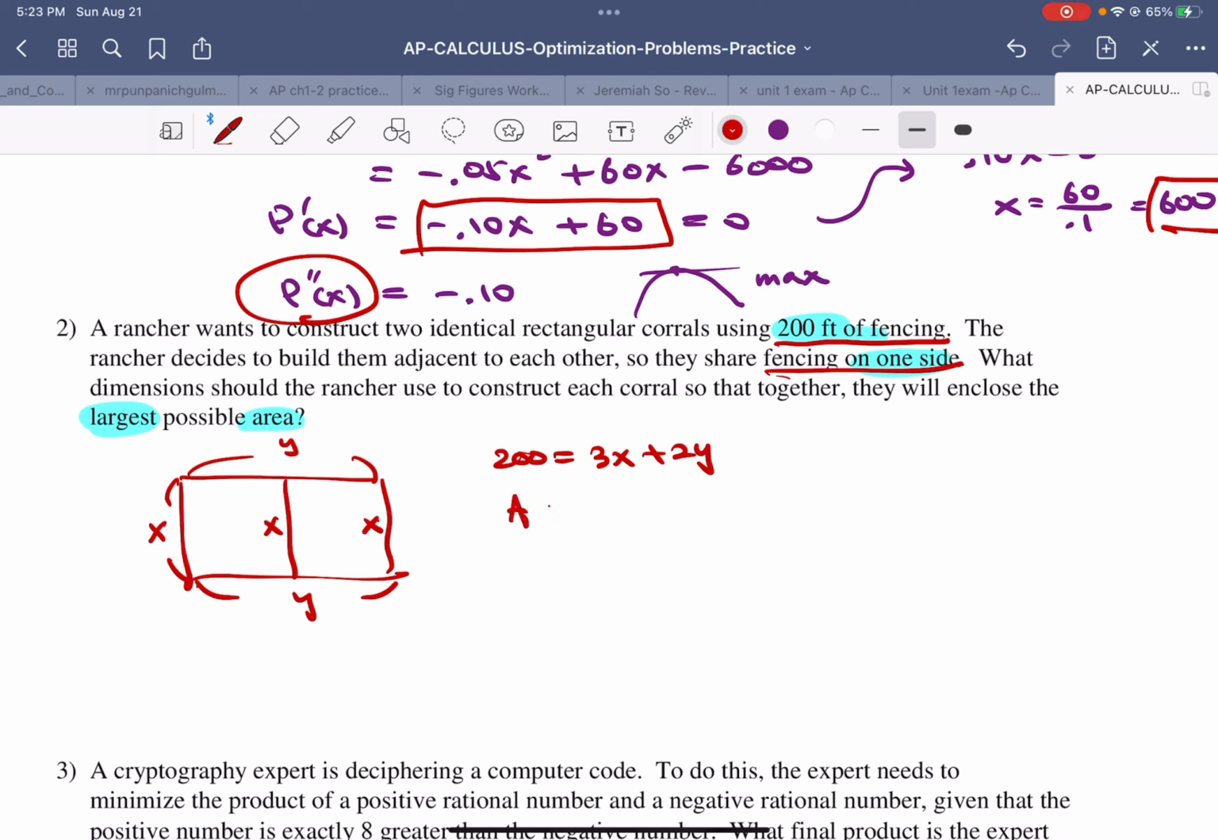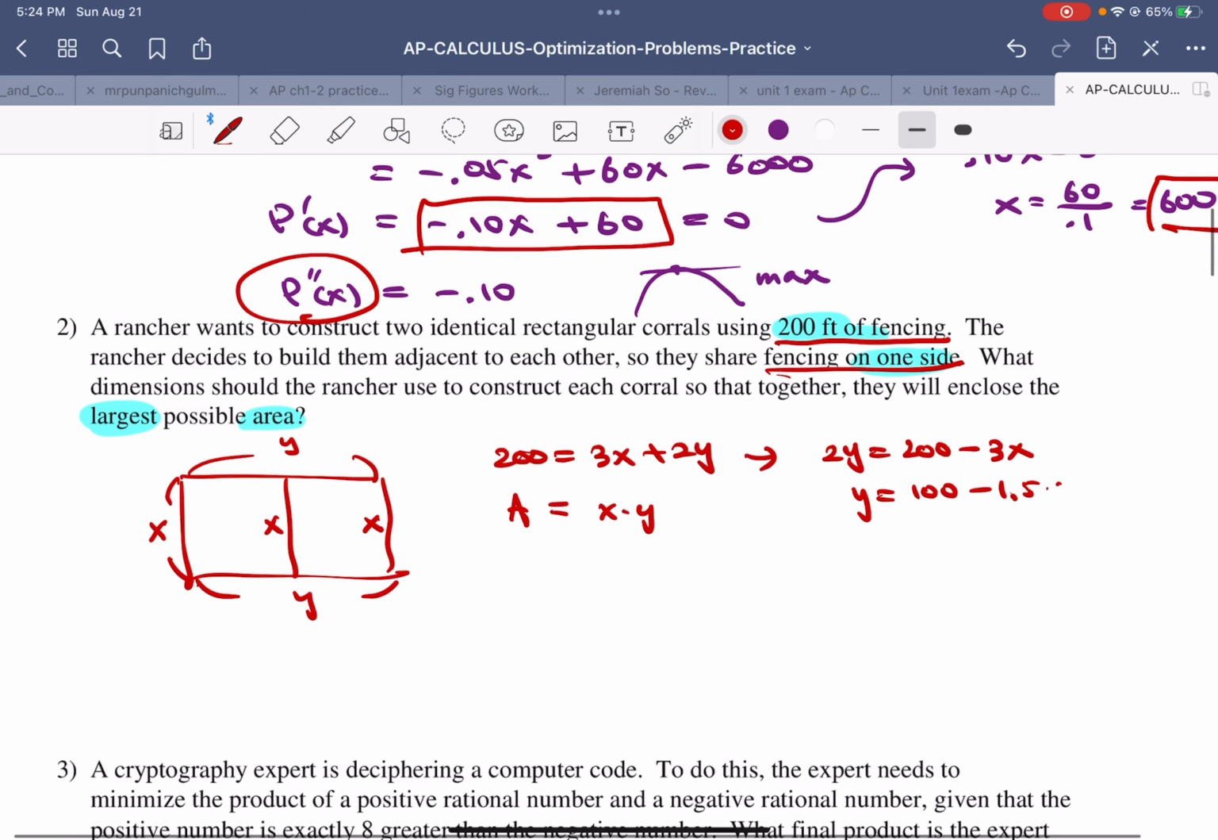Now area is length times width. So this length times width is the area of this whole thing, right? So then x times y. So you need to isolate one of the variables from here, and then you can substitute. So let's isolate y. So 2y equals 200 minus 3x. And when you divide by 2, y equals 100 minus 1.5x. Okay, 3 divided by 2 is 1.5.